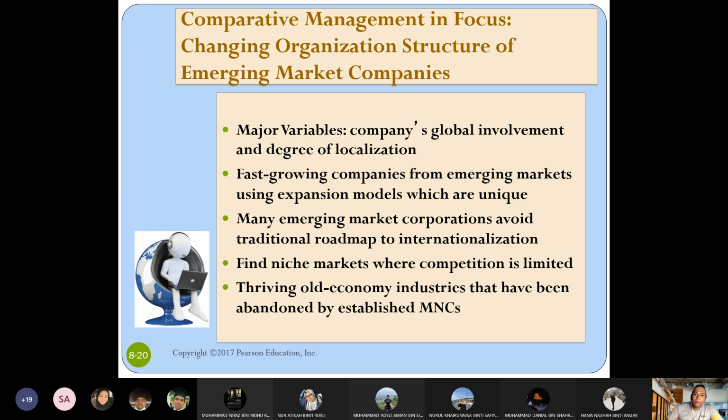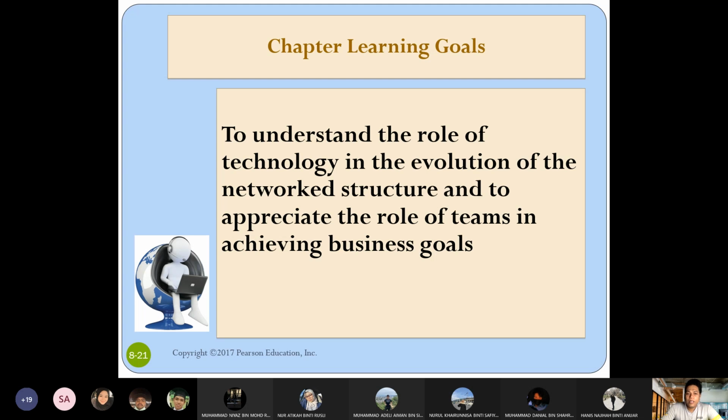The next learning goals from this chapter are to understand the role of technology in the evolution of the network structure and to appreciate the role of teams in achieving business goals.